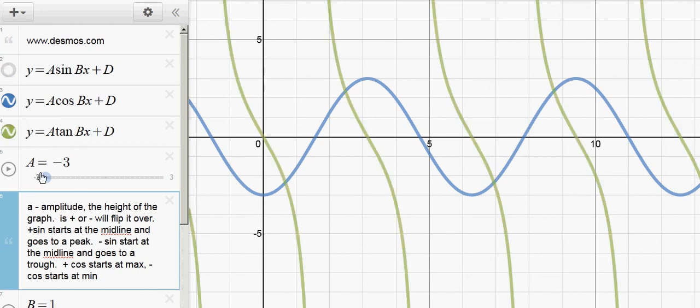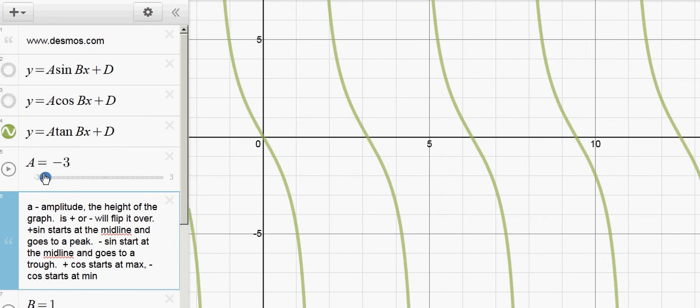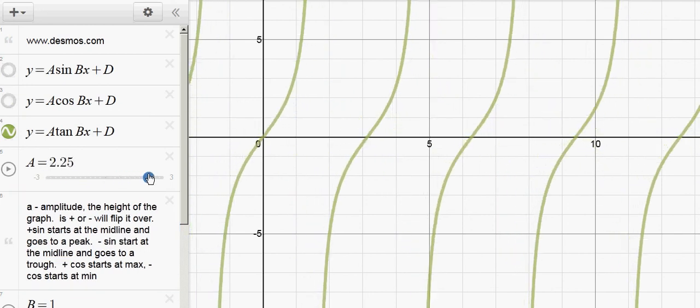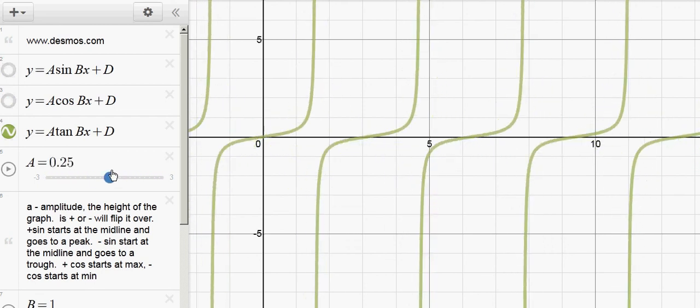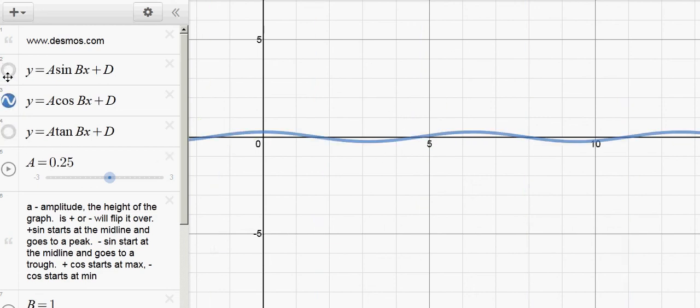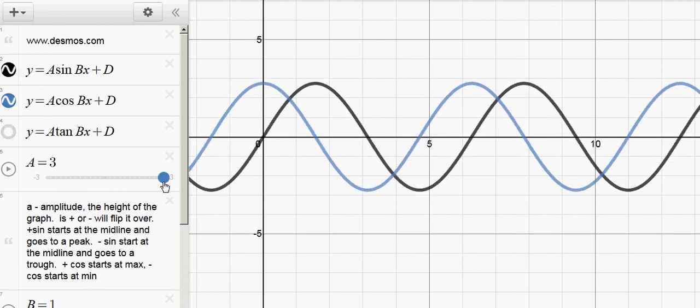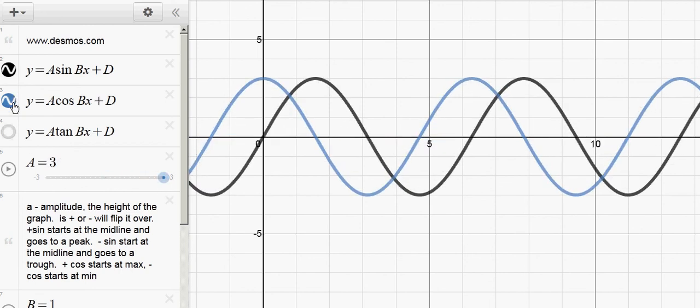Now similar things will happen with tangent, but it is a totally crazy graph compared to the other ones, and we don't often deal with it. But this is what tangent does. It's got vertical asymptotes and just cycles back and forth. But we focus mostly on cos and sin. So, looking again at these, let's take a look at the next bit.